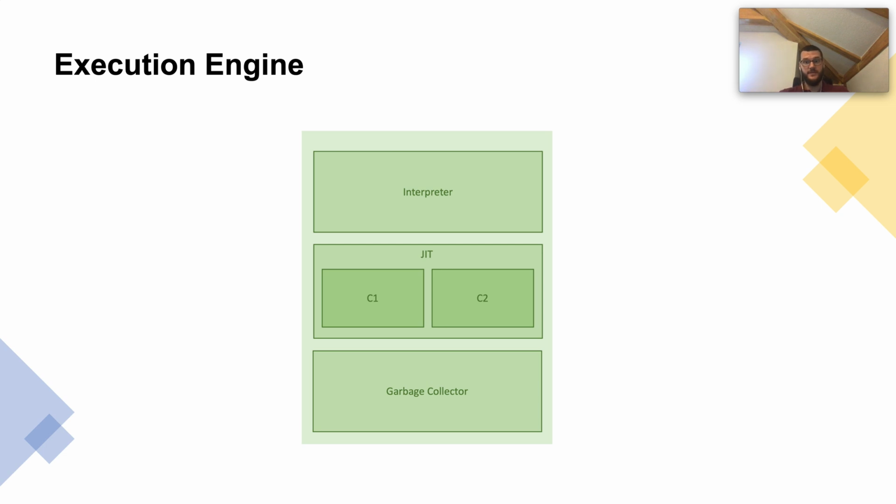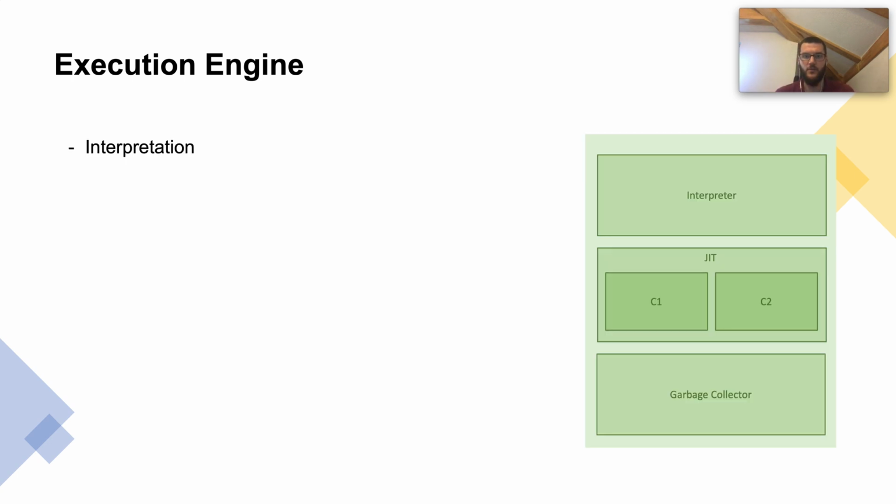The last component we will talk about is the execution engine. So this is a component that actually reads bytecode instructions, translates them to native CPU instructions, which are then executed as such. All these components of the execution engine are topics really for themselves, and here I will only give some high level overview.